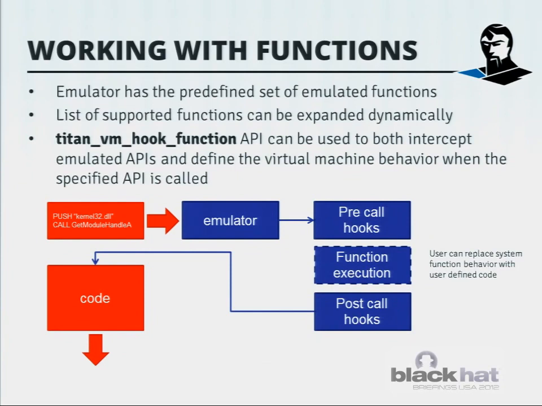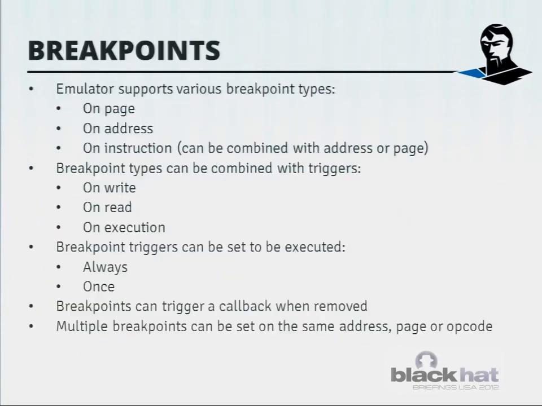So you can hook before the function, after the function, and you can even replace the functionality itself. So let's say we made a bug and our API doesn't work and you just want to replace it, or you have an API which we don't support yet, so you can just define it yourself. And that is just replacing that API with your code which executes inside the context of the virtual machine.